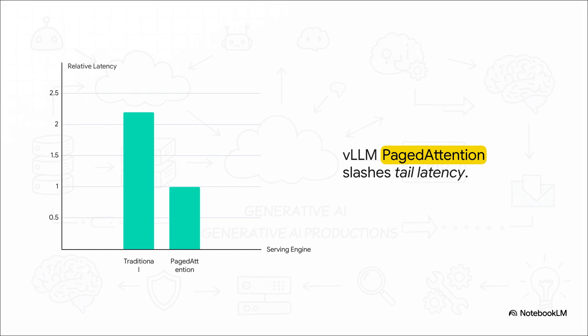Now check out this chart. If you aren't using a paged attention-based engine like vLLM, you are leaving massive performance gains on the table. Traditional methods fragment memory badly, and that pushes your tail latency, the absolute worst experiences your users have, up by over 2 times. Paged attention manages memory the way your laptop's operating system does, letting you run vastly larger batch sizes and literally cutting that tail latency in half.